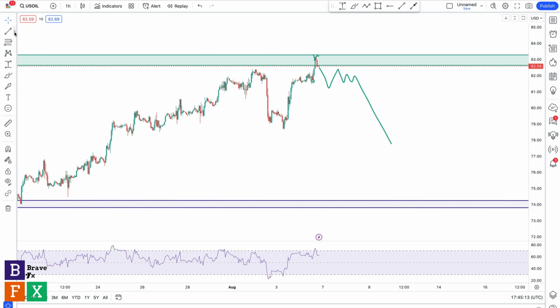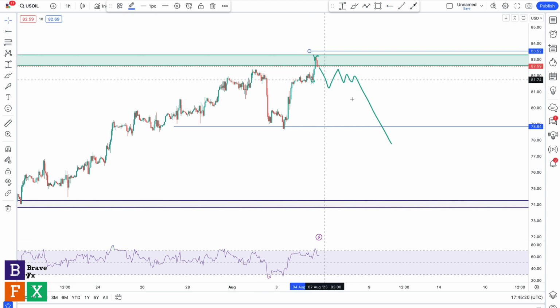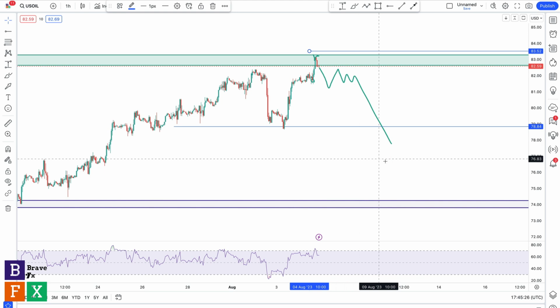First target is going to be around these price levels, so around these lows, while SL, stop loss, is going to be above these highs, right? So this is how I'm going to trade crude oil for those who are not in. Remember, I'm already in on this trade, and I'm going to see how it evolves.